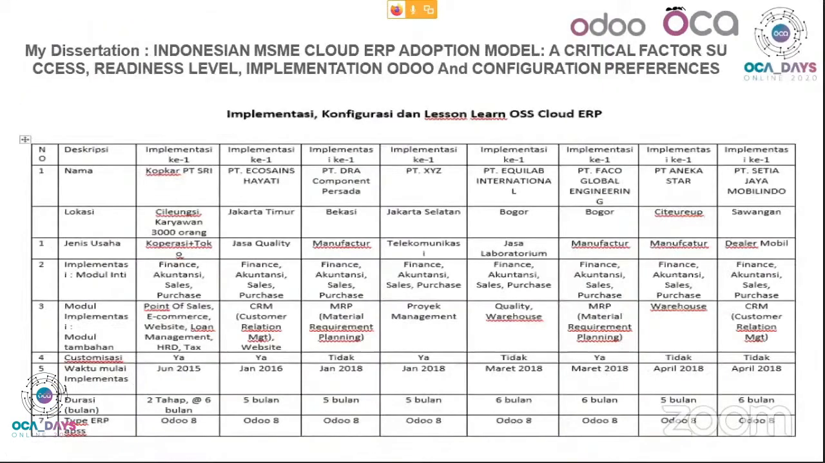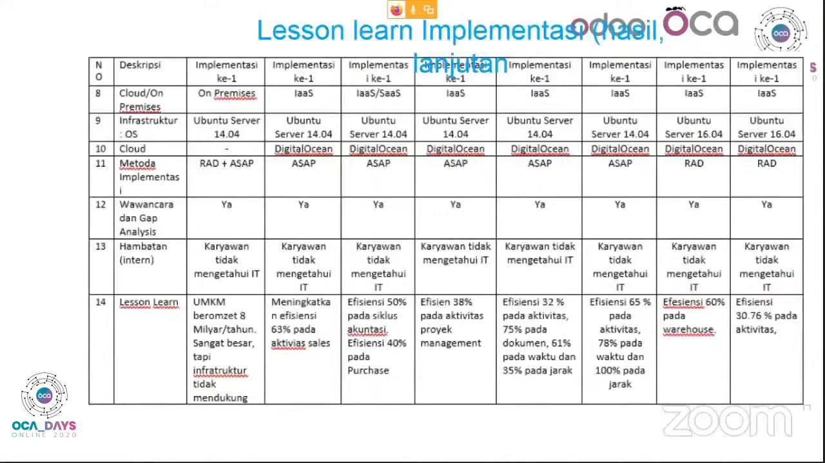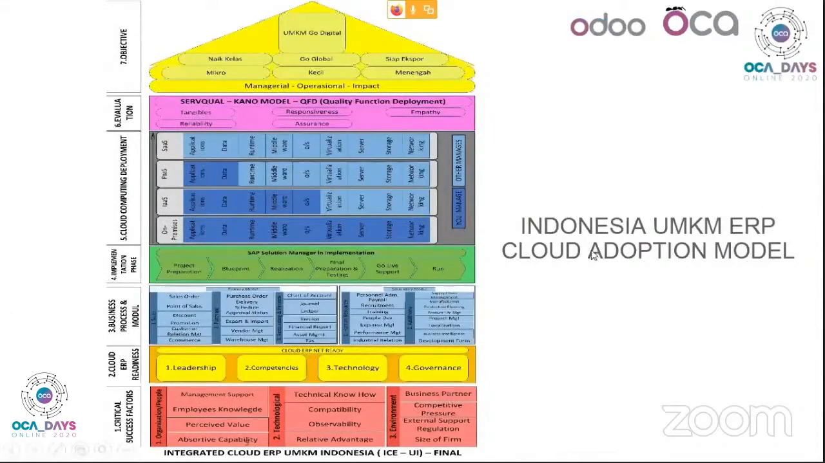So this is my dissertation about Odoo: Indonesian SME Cloud ERP Adoption Model, Critical Success Factors, Readiness and Implementation of Odoo, and COVID Tracing Driver. This was implemented and analyzed with 10 SMEs. Now, this is the final result about the Indonesia SME Cloud ERP Adoption Model. From the critical factors, Cloud ERP is the first process module. This is the implementation phase. This is the cloud computing deployment. This is the evaluation and the objective.